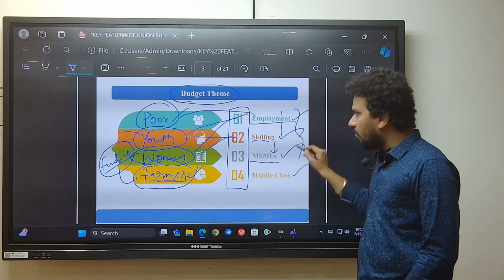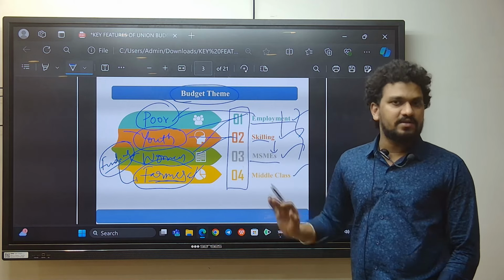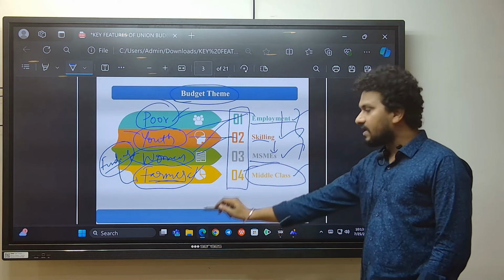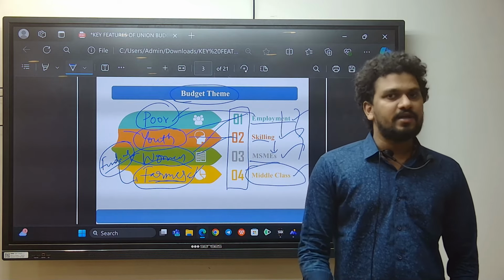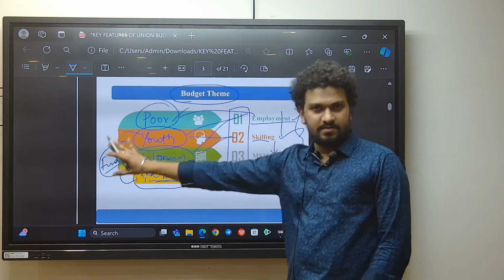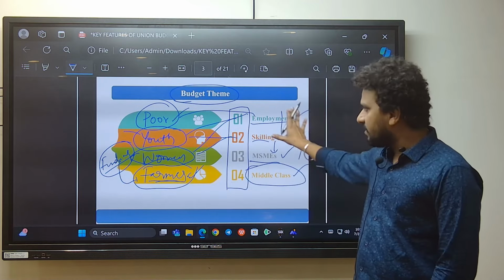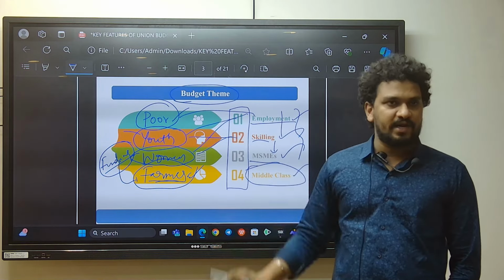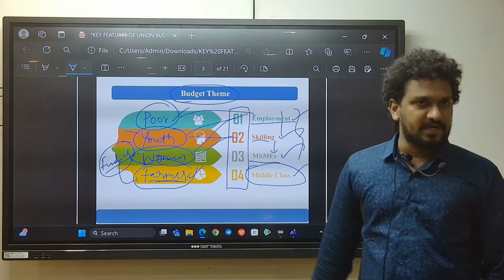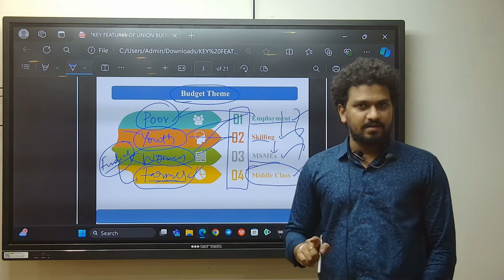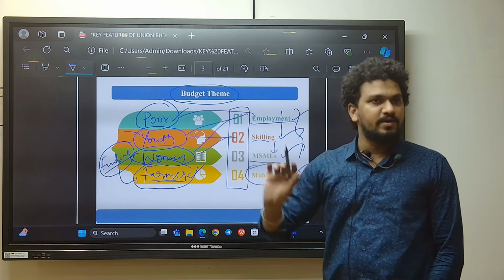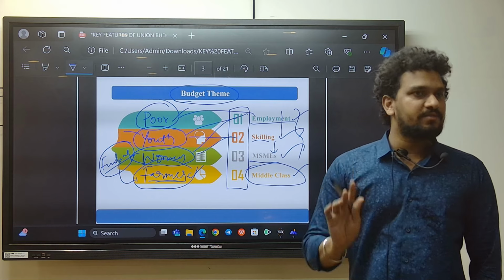Obviously, if all these things happen in consonance with each other, the status of the middle class people in this country will be elevated. It will be ensured. So this is the major theme of the budget. If you look at it from an outer perspective, in a single word, this budget appears to be an employment-based budget.